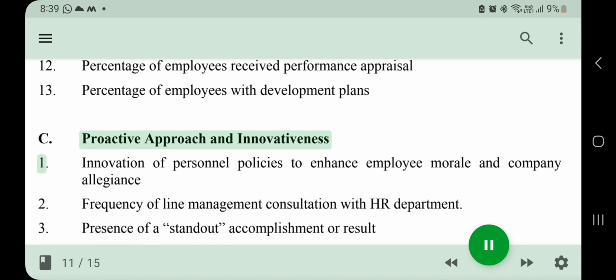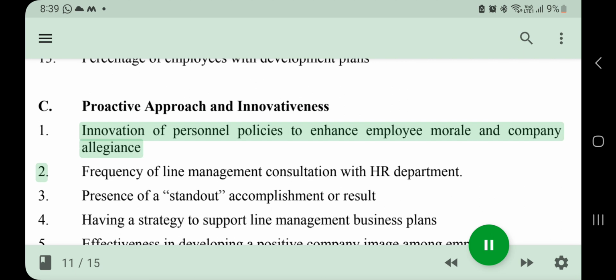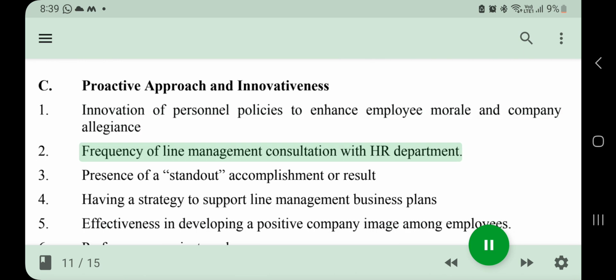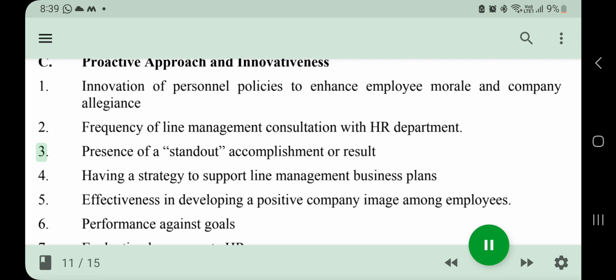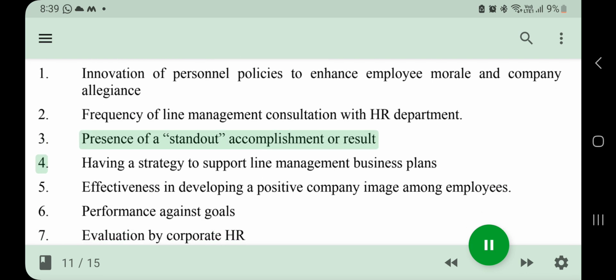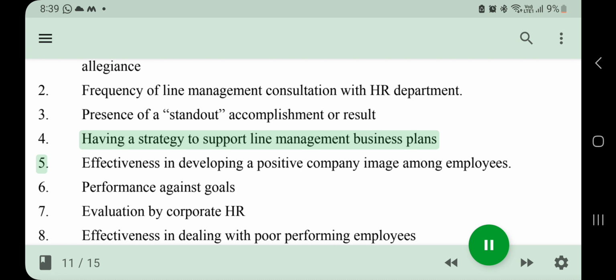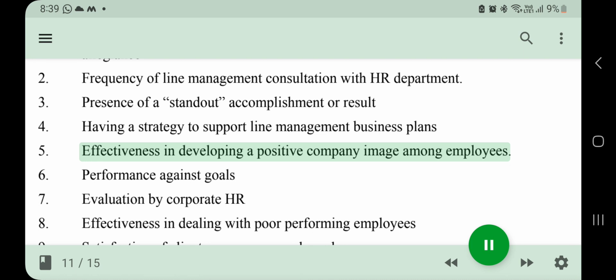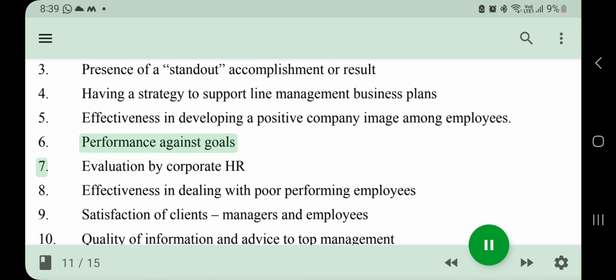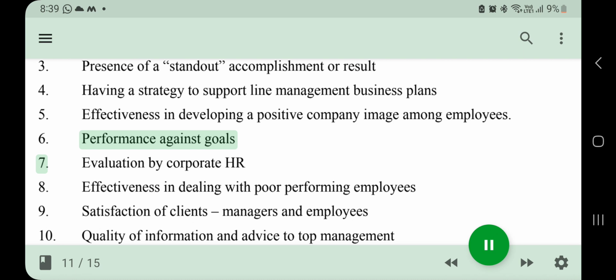C. Proactive approach and innovativeness. 1. Innovation of personnel policies to enhance employee morale and company allegiance. 2. Frequency of line management consultation with HR department. 3. Presence of a standout accomplishment or result. 4. Having a strategy to support line management business plans. 5. Effectiveness in developing a positive company image among employees. 6. Performance against goals. 7.